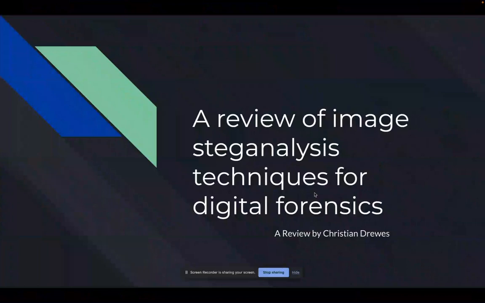Hello, my name is Christian Drews, and this is a review of the paper titled A Review of Image Steg Analysis Techniques for Digital Forensics.